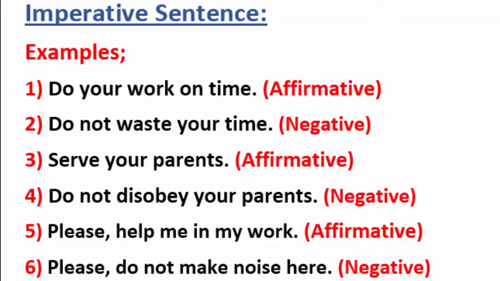Example number 3, serve your parents. This is affirmative imperative sentence. Example number 4, do not disobey your parents. This is an example of negative imperative sentence. Example number 5, please help me in my work. This is an affirmative imperative sentence. And example number 6, please do not make noise here. This is negative imperative sentence.